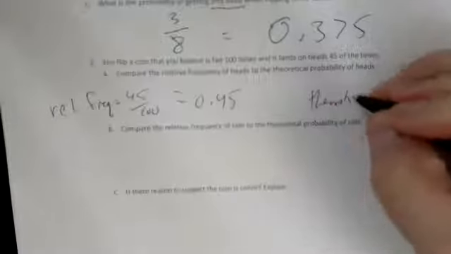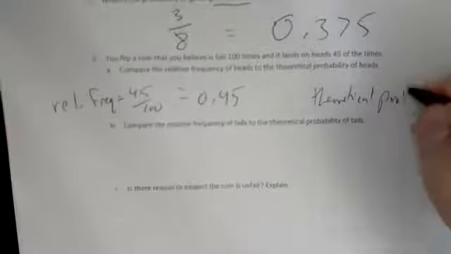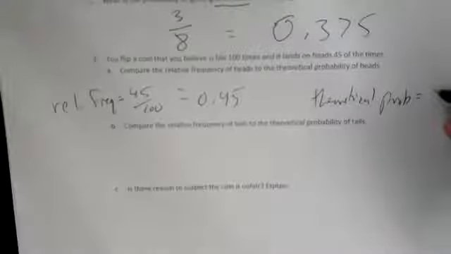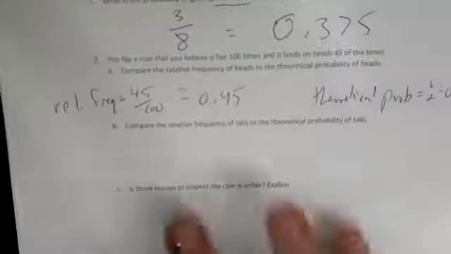Relative frequency. And what is the probability? One out of 2, a half or 0.5, right? Okay. And then, what is the relative frequency of tails? They don't give us this, but there are a few different ways to get it.